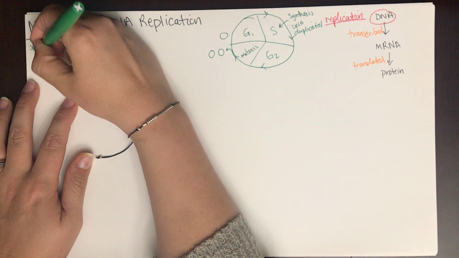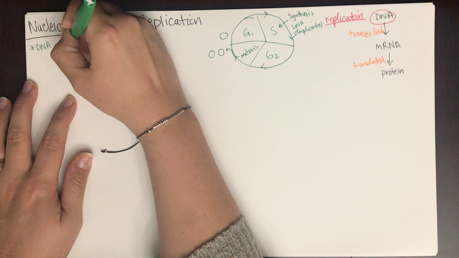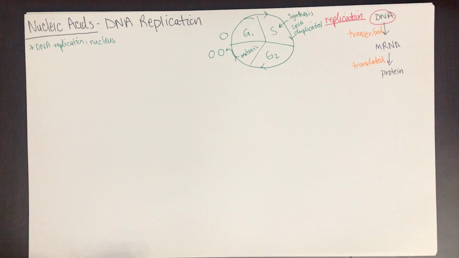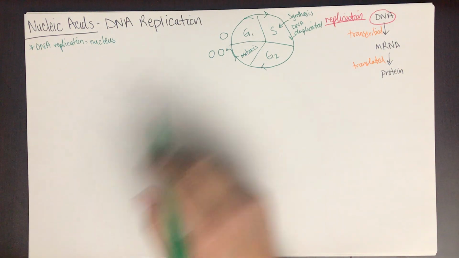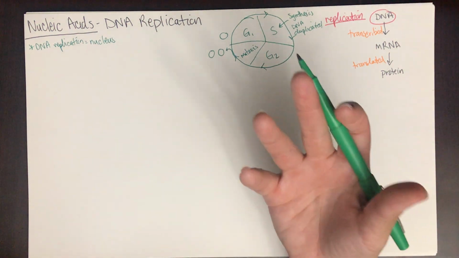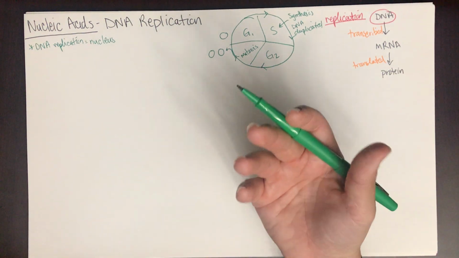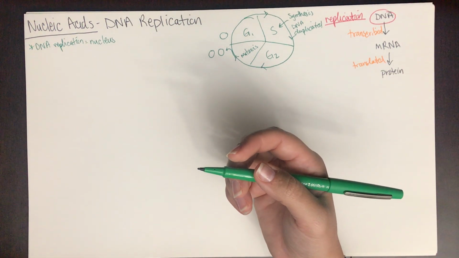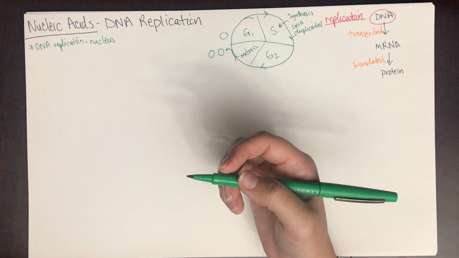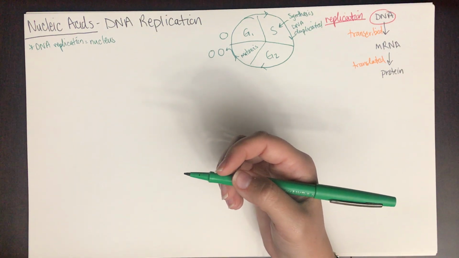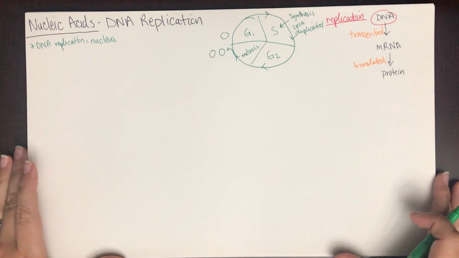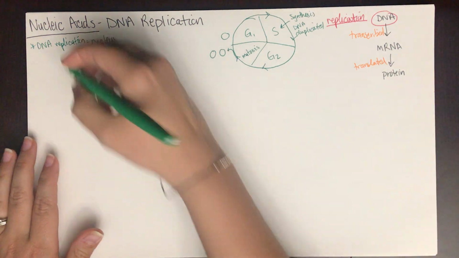So DNA replication happens in the nucleus. And when we get to S phase and certain checkpoints are met and the cell knows, okay, it's time for me to double my DNA, it goes through DNA replication. And this is called semi-conservative replication. There were a lot of different hypotheses as to how DNA was replicated, and this was the way that we have discovered that DNA is replicated.